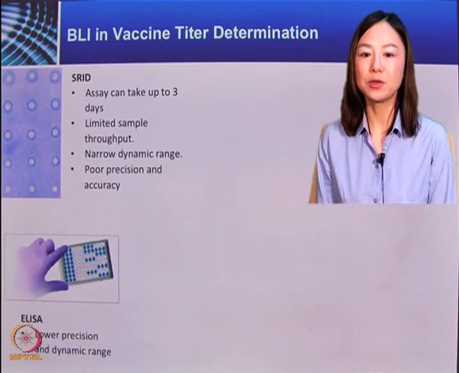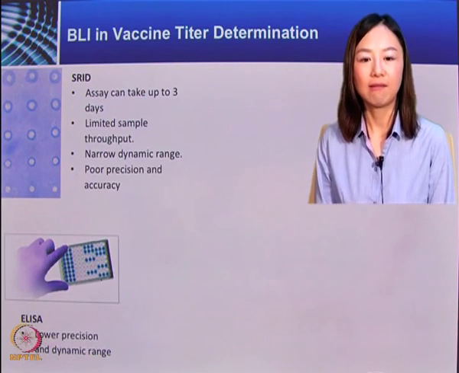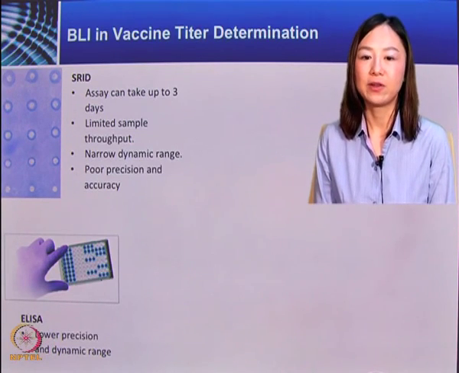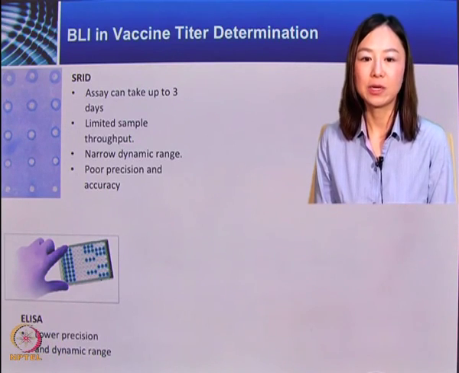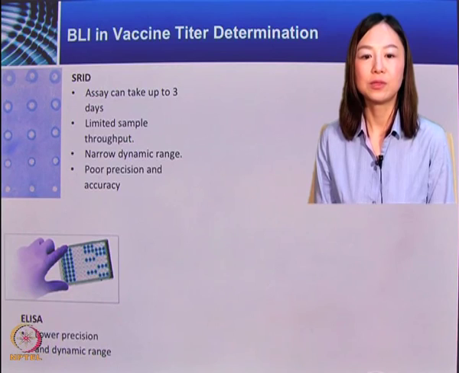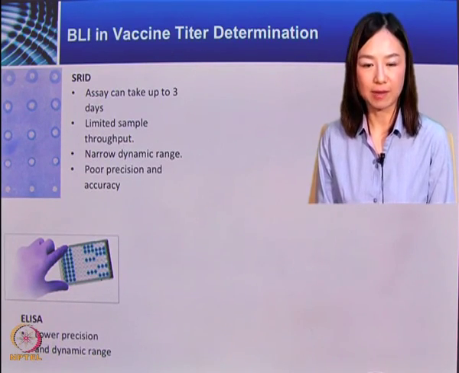People have also been using the ELISA method to analyze the vaccine titer. However, similar to SRID, ELISA takes a very long time to finish the whole experiment process, and it has very low precision in determining the titer of the virus and a very limited dynamic range.